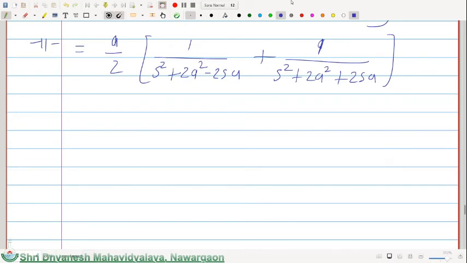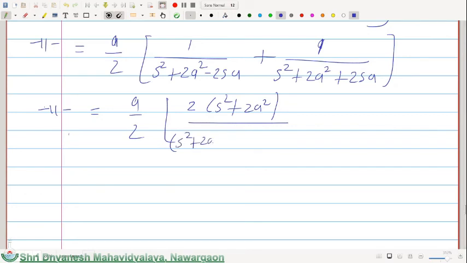You take LCM in the bracket, is equal to a upon 2. So s square plus twice a square and s square plus twice a square. Here this will be 2 times s square plus twice a square, and this is plus twice sa, and minus twice sa in the numerator will get cancelled. So keep these two brackets as it is in the denominator as their LCM.